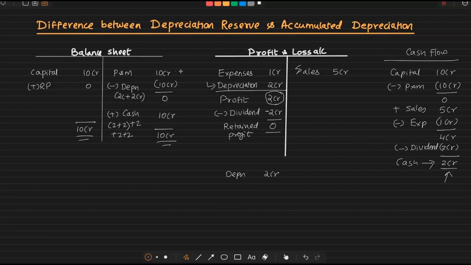Now if you see 10 minus 10, the value of plant and machinery has become 0. But on the other side, you will have cash of 10 crore. So you can use this cash for replacing the plant and machinery. Replacement. Okay. It's actually for this purpose depreciation is provided. It's actually for this purpose this accumulated depreciation is accounted, and on the other side cash will get retained in the business for replacement.